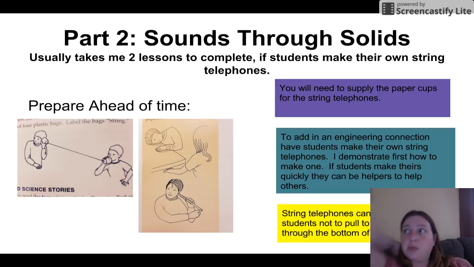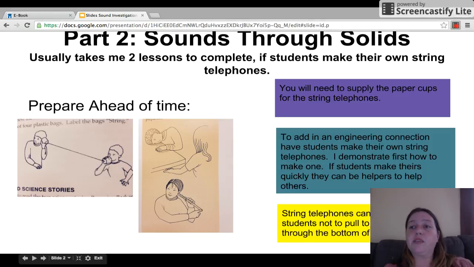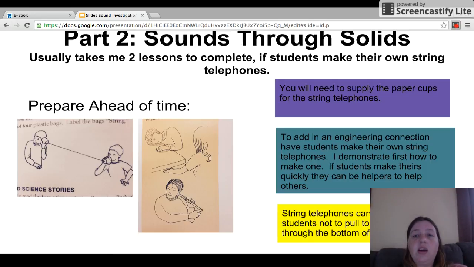You'll need to supply the paper cups in order for this to happen. I find if your school has the small white drinking cups, you can use those. Otherwise, Dixie cups will work fine. The string telephones can break easily, so warn the students not to pull too hard or the bottom will rip right through. You will also need to prepare the dowels ahead of time. Just place a paper towel on one end and secure it with an elastic.